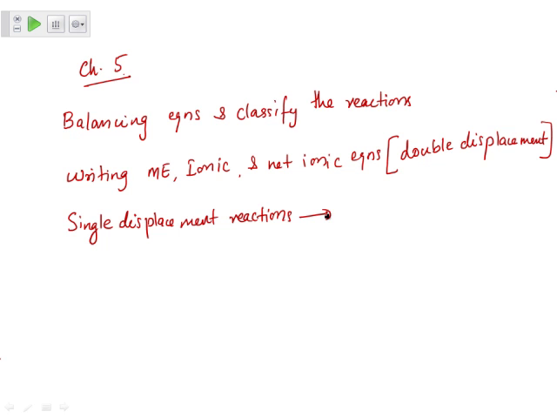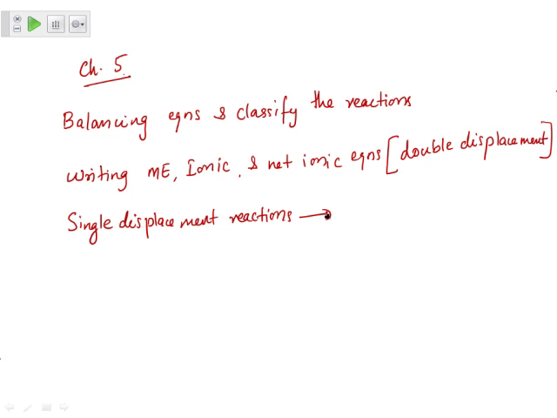Single displacement reaction, the type of question I have is, I would give you a solution and a metal, and I will ask you, if you mix these two, whether a reaction will occur or not. I will attach the activity series into your exam. This exam has a lot of attachments: the periodic table, the solubility table, the activity series, and the ionic chart, formulas, all that stuff which you had in the previous exam also. So this would be just answering yes or no, okay?